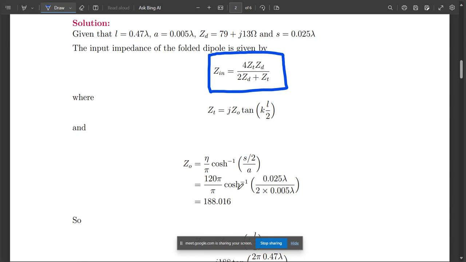Characteristic impedance, yes, very good. So Z0 is the characteristic impedance. So ZT is jZ0 tan(KL/2). Okay.